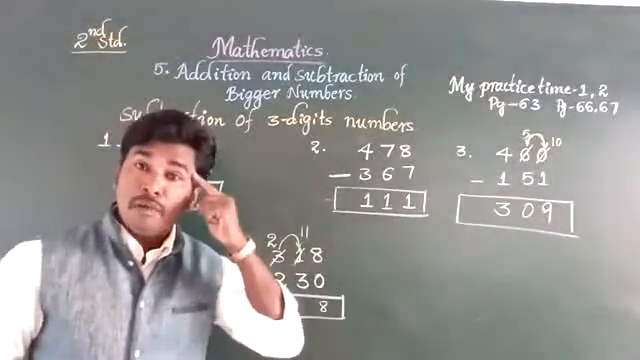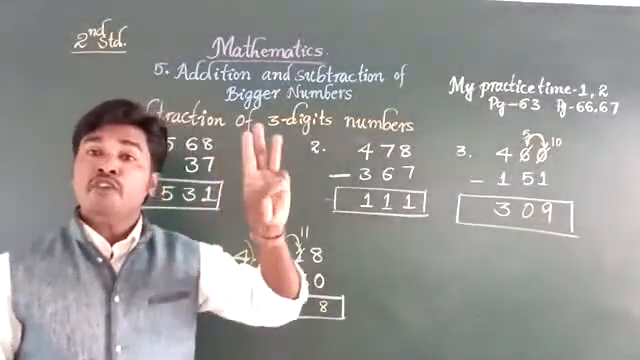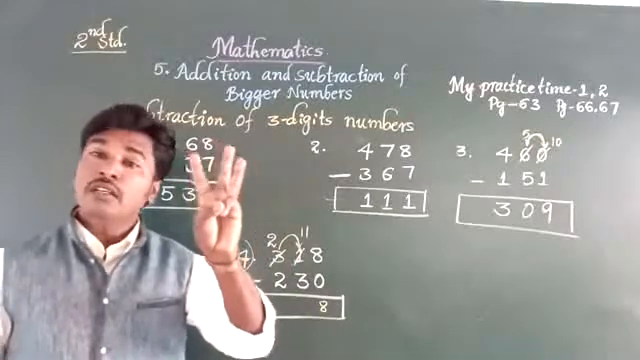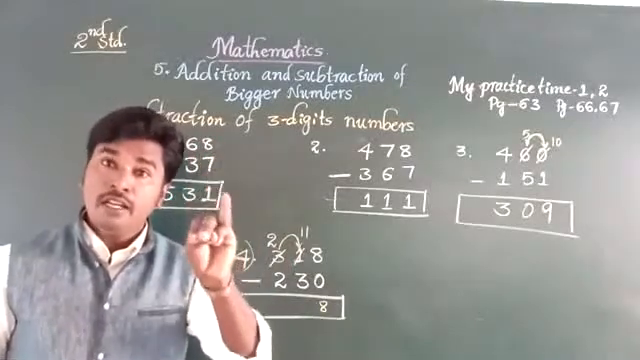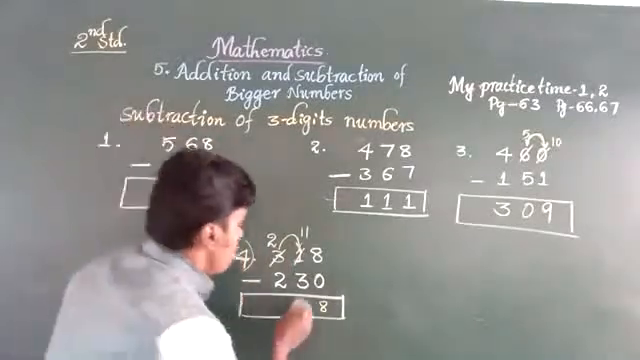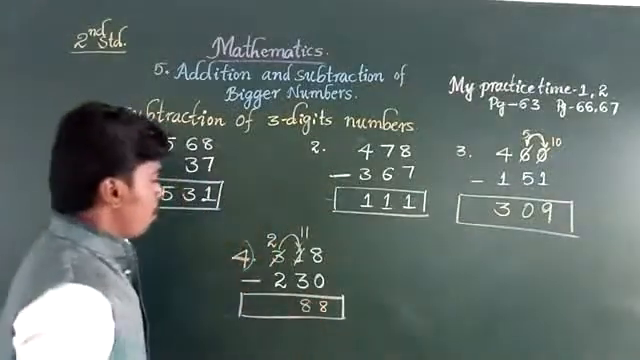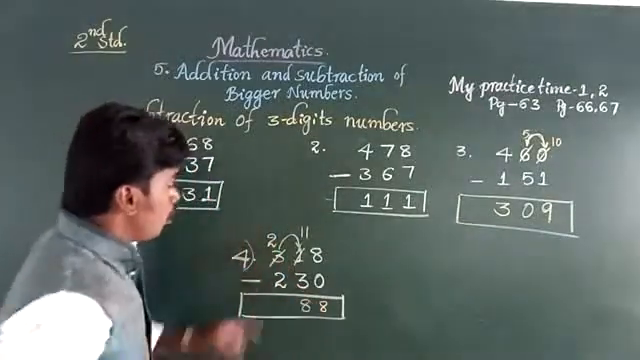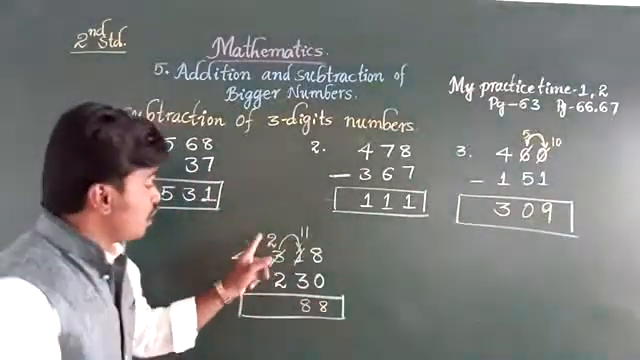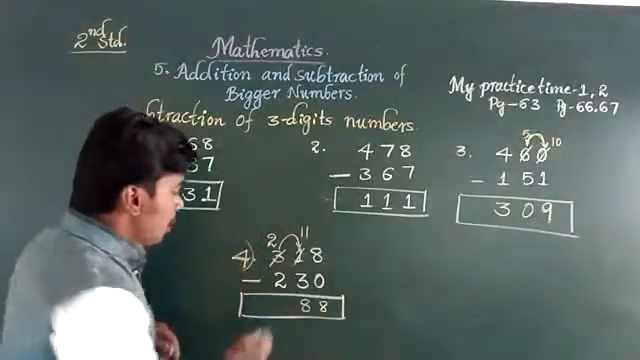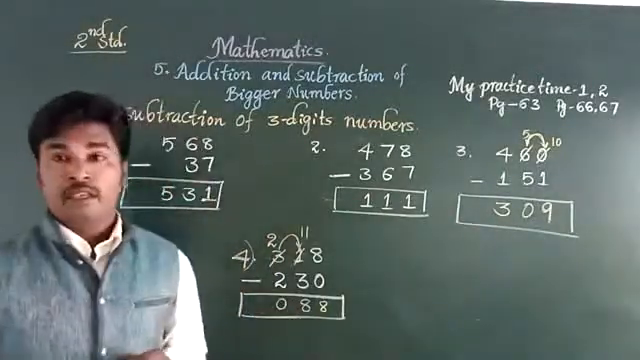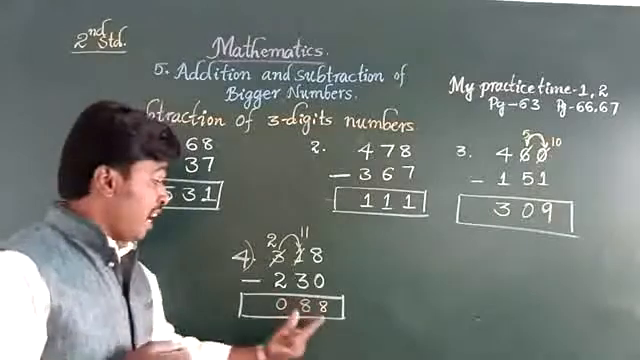11 is in your mind. 3 is in your finger. 11, before that 10, 9, 8. What is the answer you got? 8. 2 minus 2. You consider this changed number. It is 2. 2 minus 2 becomes 0. What is the answer? It is 88.